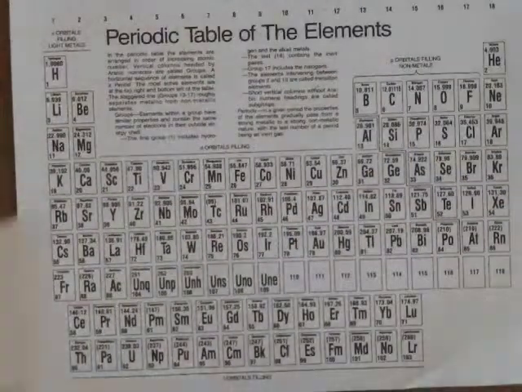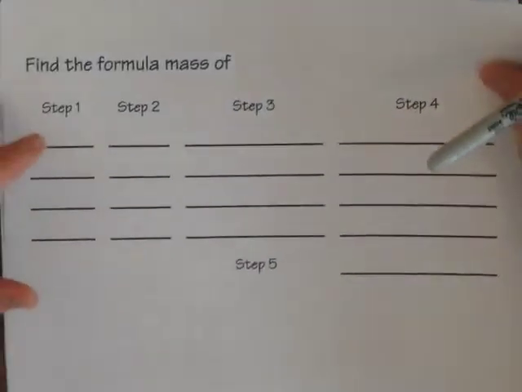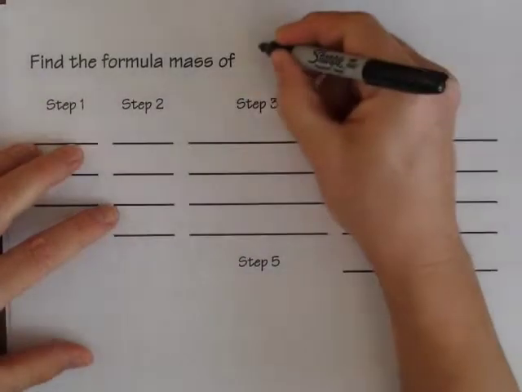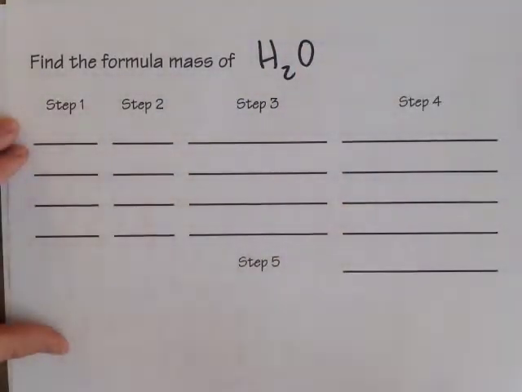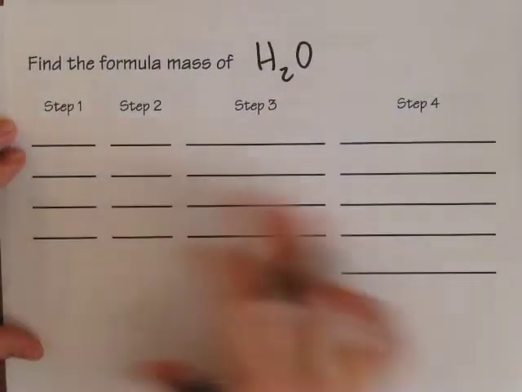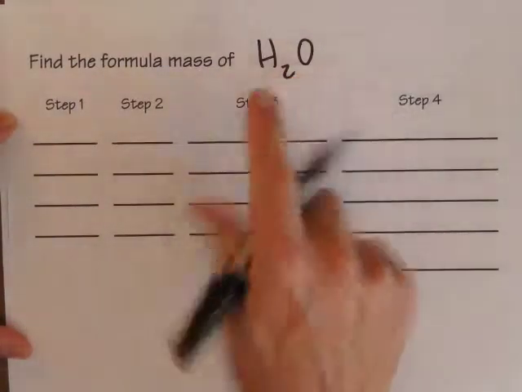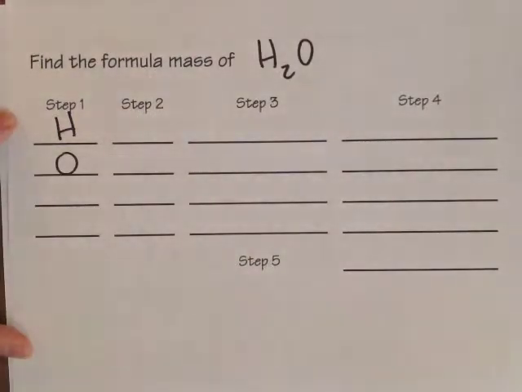Okay, so looking at the examples. The first example that we'll do is for the substance water. So we'll start with its chemical formula, H2O. And there are 5 easy steps. We'll keep track of each of the steps using this template. The first step is to list the elements that make up the compound. So hydrogen and oxygen. You can tell which ones are the elements because they always start with a capital letter.